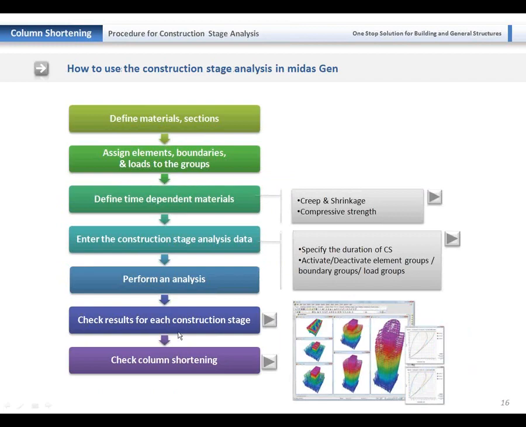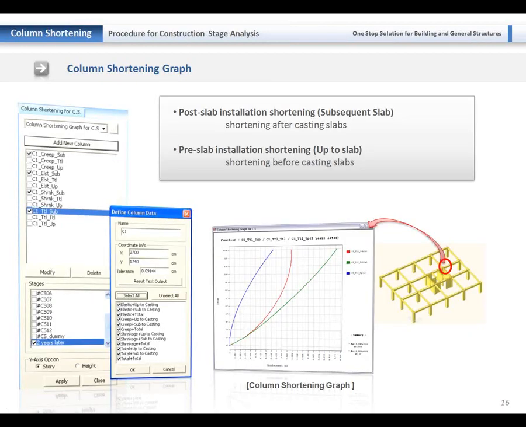After checking these results, finally, we check the column shortening results. For the column shortening, by specifying the position of the column, we can check post-slab installation shortening or pre-slab installation shortening or the summation between the two. So we will see how to check it during the demonstration.